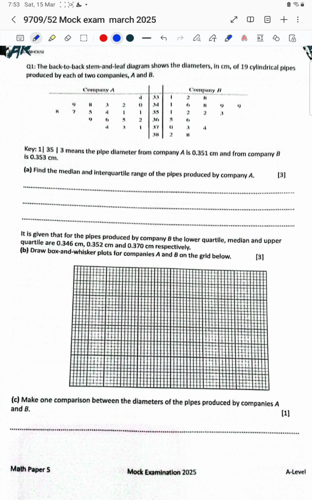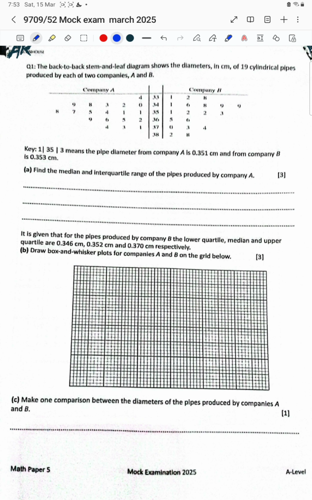Guys, today we are going to discuss the recently done paper in mock 2025, and here goes question one. This paper will help you understand the concepts better, and you can mark out the mistakes you have made in your paper.